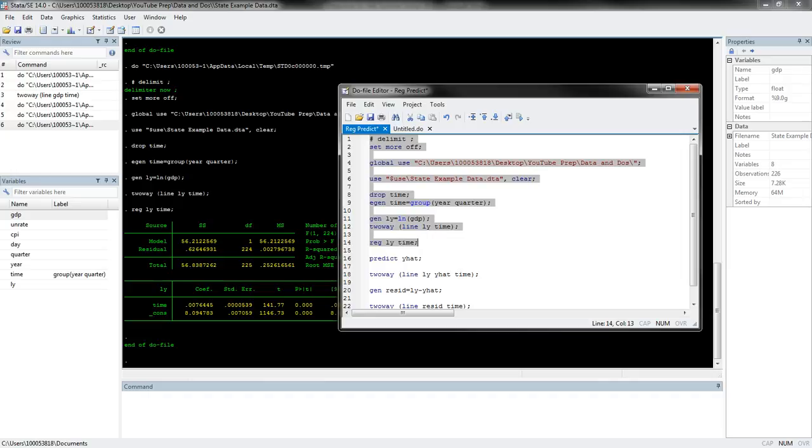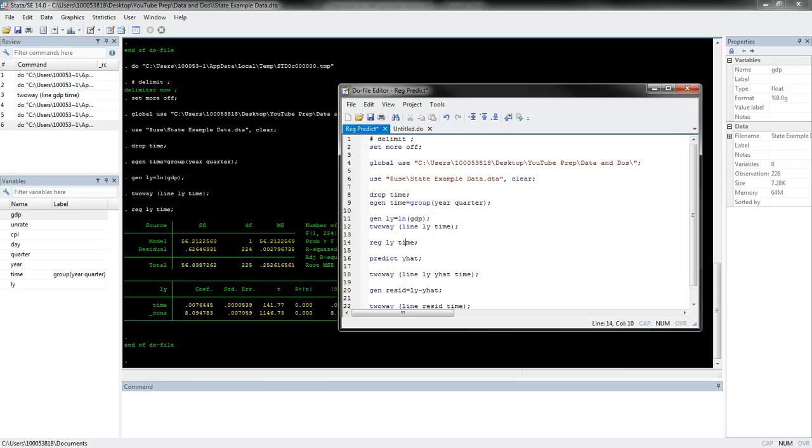So to do that, we're going to use the predict command. After a regression, I can use predict, and then I call it whatever I want to, I name the variable. So predict is going to show me y hat. For time period 1, it's going to plug in 8.0947 plus 0.0076 for time period 1, and that will be ly hat for time period 1.